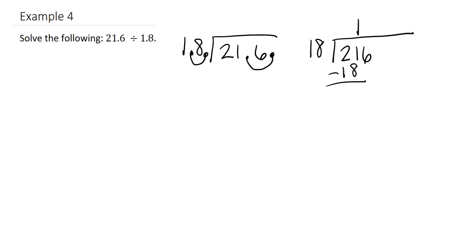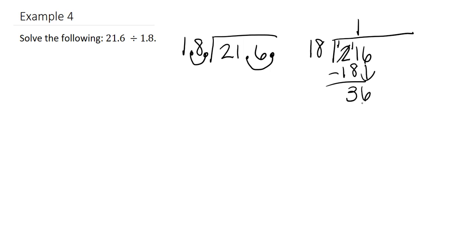Well, 18 can't go into 2, but it can go into 21 one time, because 18 times 1 is 18. We go ahead and subtract. 21 minus 18, well, that's 3. If you aren't quite sure, if you can't think 21 minus 18, we can go ahead and do it the long way, because we need to borrow, so we get a 1 here. Now we have 11. 11 minus 8 is 3. 1 minus 1 is 0. So now we have 3. Now we need to go ahead and bring down the 6.